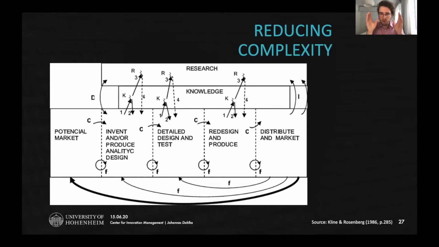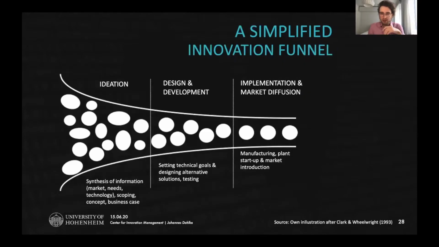However, for the sake of simplicity in this talk and for the sake of clustering the applications of AI in this process, I would like to take a step back and look at a more linear, basic understanding of the innovation process and show you a simplified innovation funnel as introduced by Clark and Wheelwright in 1993. What you can see here are two white thick lines at the top and at the bottom, and these lines represent the boundaries of the firm.